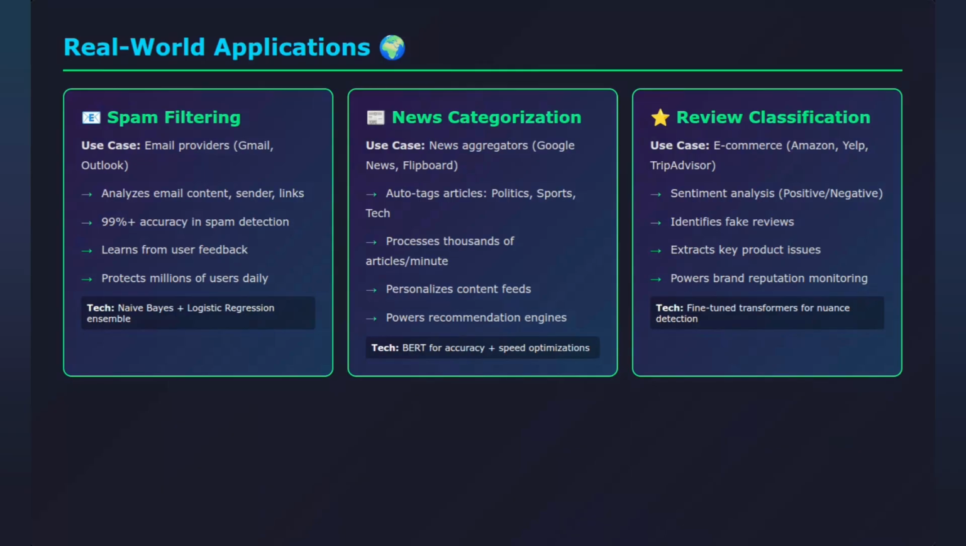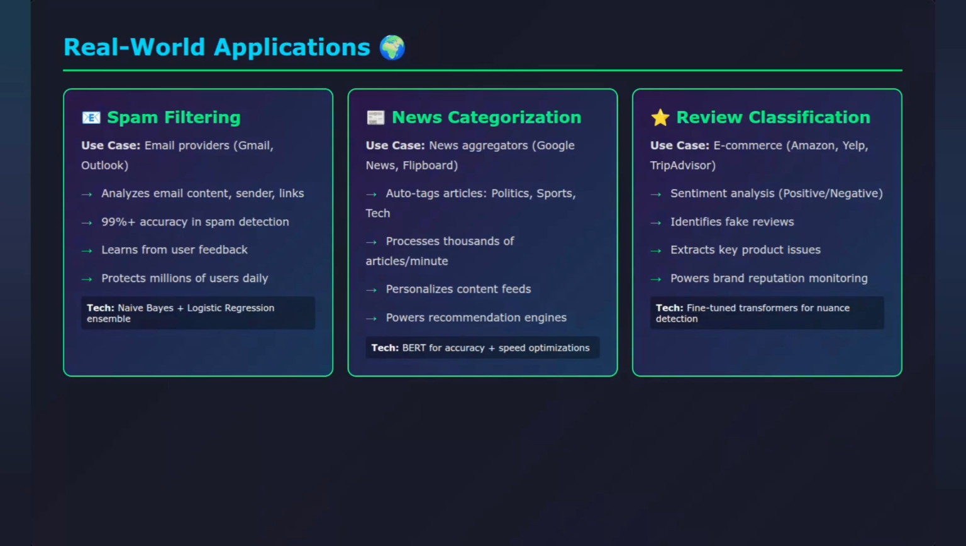News categorization. News categorization powers every major news website. Articles are automatically tagged as politics, technologies, sports, etc., making it easy for readers to find content they care about. Google News uses sophisticated classifiers to organize content from thousands of sources in real time.